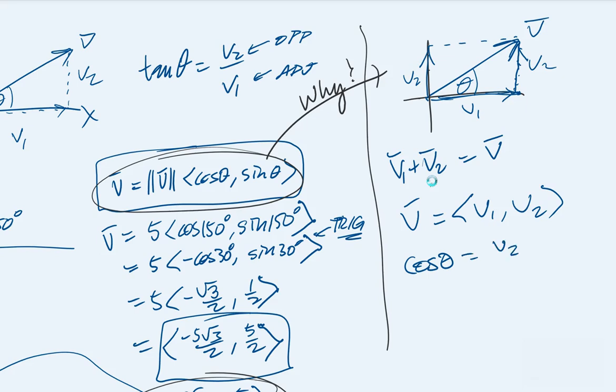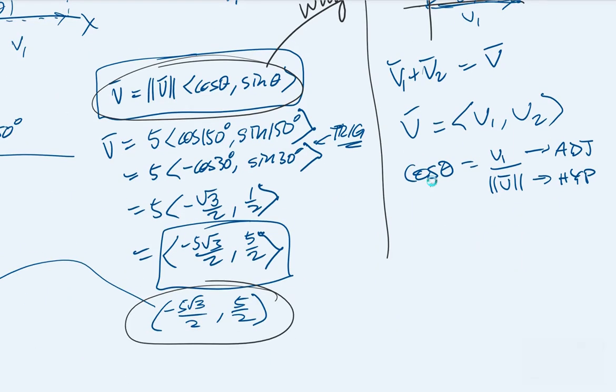No, cosine is adjacent over hypotenuse. So that's v1 over the hypotenuse, which is the length of v. It's not v. v is a vector. The length of v is the hypotenuse. Okay, so it's the adjacent over the hypotenuse. Okay, so then what this says is that v1 is the magnitude of v times the cosine of theta. Now similarly, v2 is the magnitude of v times the sine of theta.